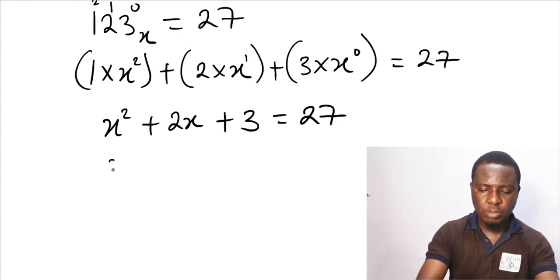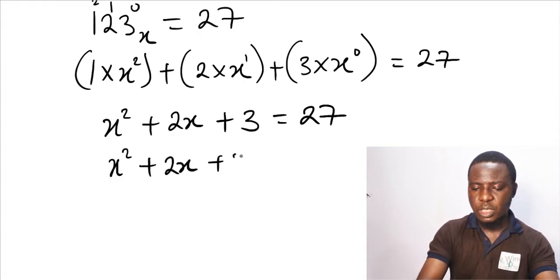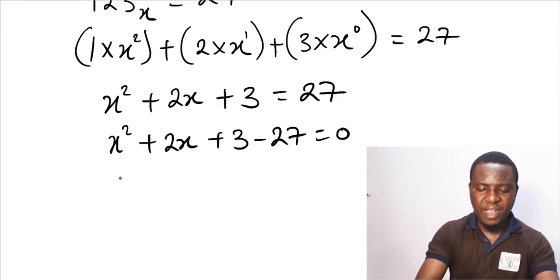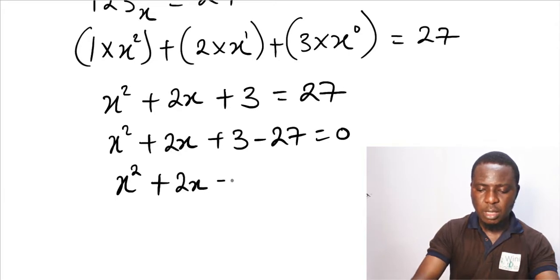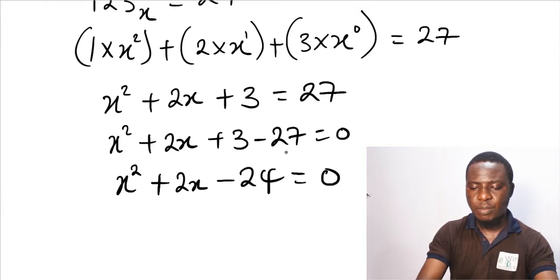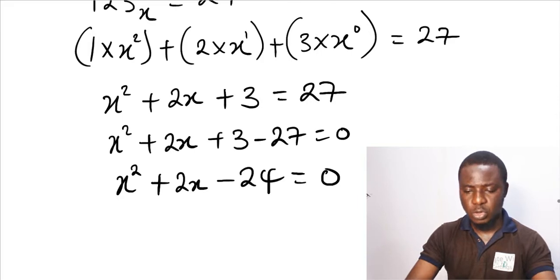Simplify further, this becomes x squared plus 2x plus 3 minus 27 is equal to 0. That is, when you subtract 27 from both sides, this is what you will get. Simplifying further by collecting like terms, this becomes x squared plus 2x minus 24 is equal to 0, because plus 3 minus 27 gives you minus 24.